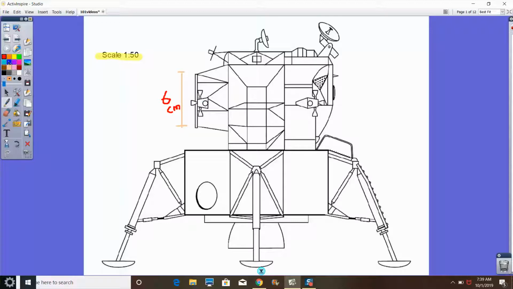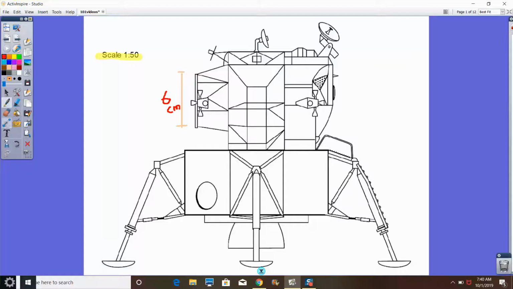Well, with a scale of 1 to 50, that means that this drawing is actually 50 times smaller than what it is in real life. So a distance of 6 centimeters on a drawing would correspond to a 300 centimeter distance in real life, or 3 meters if you will. So this 1 to 50 scale would help us understand that any distance that we measure on here, in real life is 50 times larger.